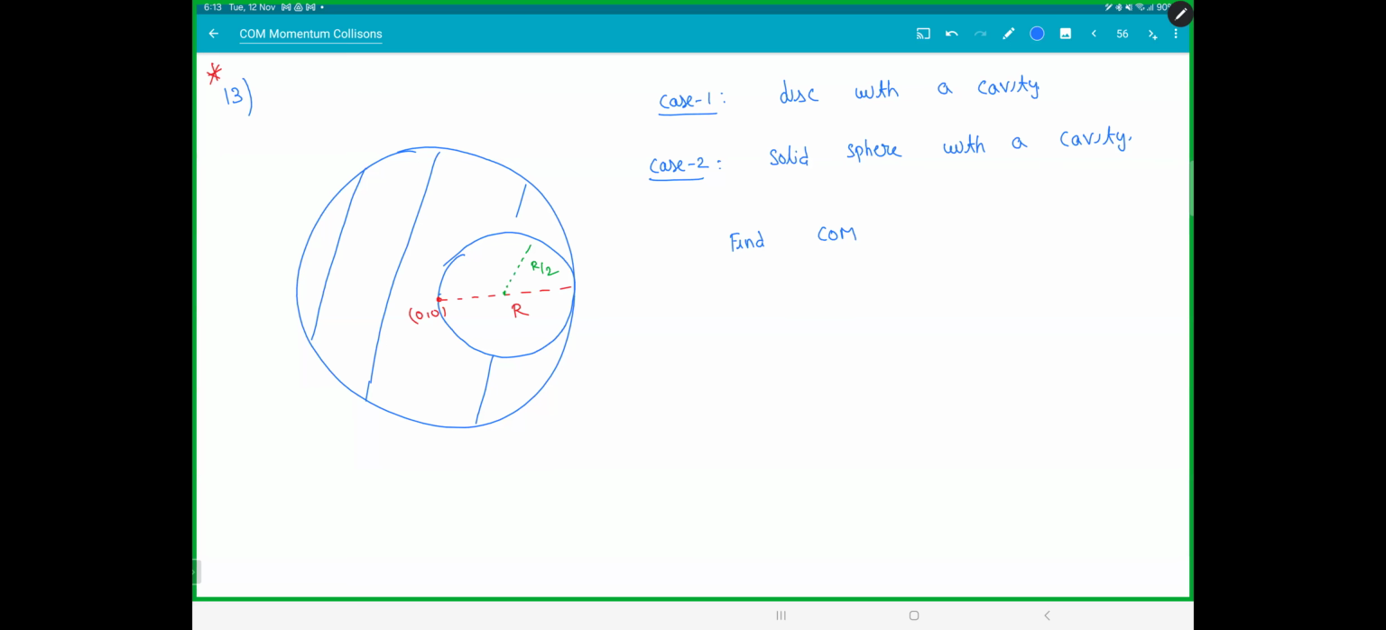Yeah, Ariman, that is wrong. Arush, wrong. Think about it. If I make a cavity here, won't the center of mass be on the left hand side? Should it not be negative? How are you getting plus?